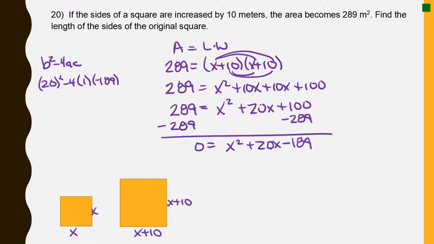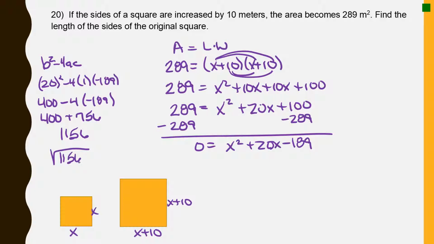Okay, now you know I'm going to stall because I'm going to have to go to my calculator for that. 400 minus 4 times negative 189, which is 400 plus 756, which is 1156. Now, guys, that's a huge number. I'm going to hit my square root button, and I'm going to find out that the square root of 1156 is 34. So when I go back over here, it's negative b, which is negative 20, plus or minus the square root of 1156, all over 2 times a, which is 2 times 1.